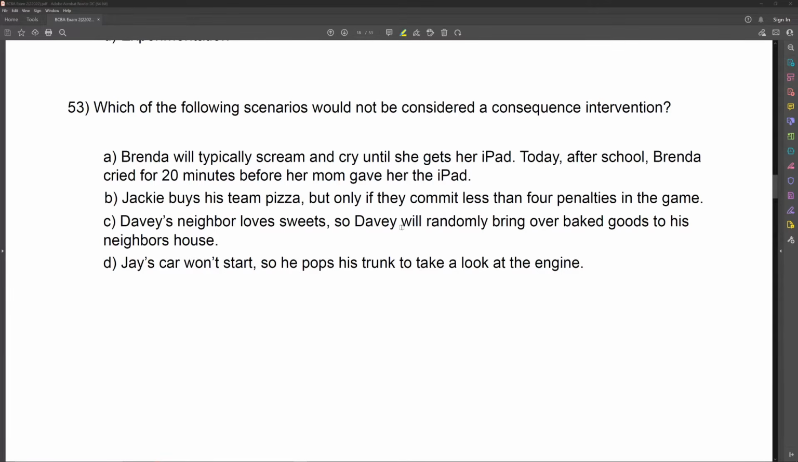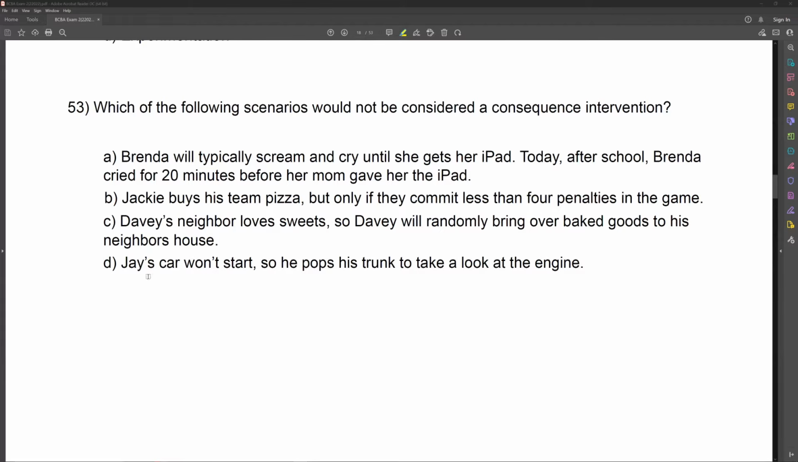What about C? Davy's neighbor loves sweets, so Davy will randomly bring over baked goods to his neighbor's house. Is Davy reacting to something that happened in the moment? Well, no. This word randomly implies what? It implies that Davy knows his neighbor loves sweets, but his neighbor doesn't necessarily need to do anything to gain the sweets. If anything, this might be non-contingent reinforcement, right? But Davy isn't necessarily reacting to anything. There's no consequence going on here. So compared to A and B, this is definitely not a consequence intervention. So far, C is our best answer.